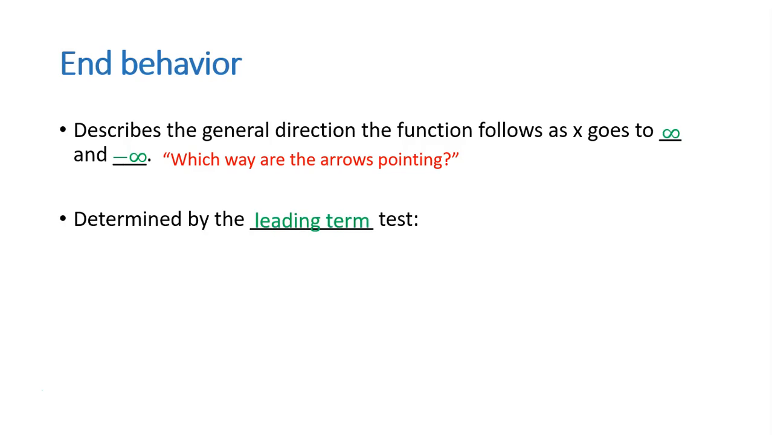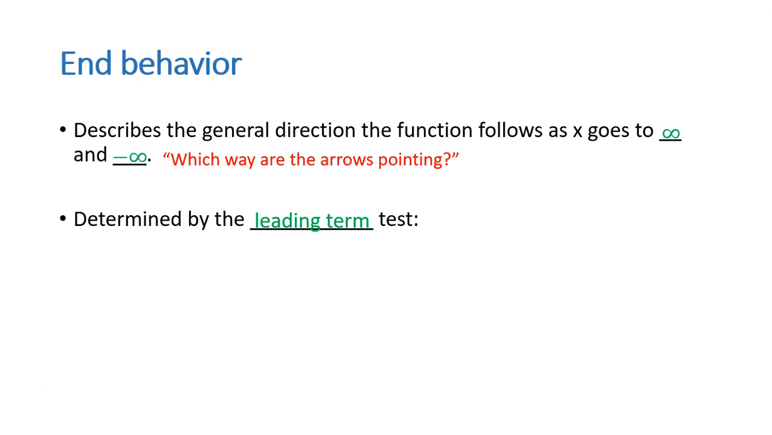We determine this using what we call the leading term test. Our end behavior can be determined entirely from the leading term of our polynomial. Remember, the leading term is the term that has the highest exponent. If we were to write our terms in descending order with the highest exponent first, it would be that term out front that has the highest exponent.